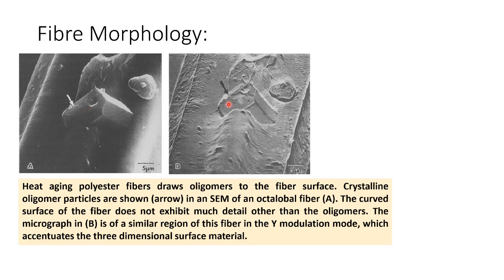And the micrograph in image B is showing a similar region, and a much more detailed image can be seen other than the oligomer. So here we can see the depth of field basically. That's why we can see a three-dimensional surface. Here we are able to observe this part, and here we are able to observe the other part. This is basically because of the high depth of field which we get in the SEM.